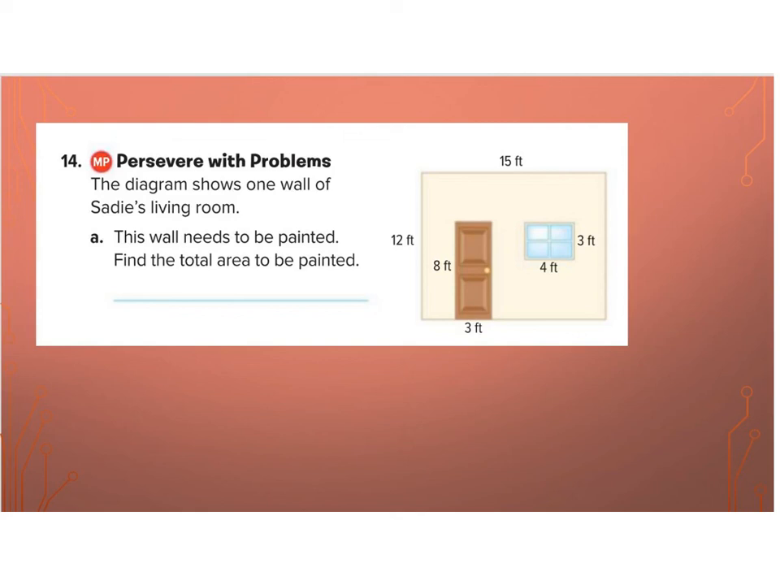Alright, so welcome back. So you know that we're not going to paint this window right here, and we're not going to paint this door. But I want to find out the total area of the wall first. So I'm going to remember that the area of a rectangle is base times height, or length times width. So it's 15 times 12, which is 180. And then we need to calculate the door.